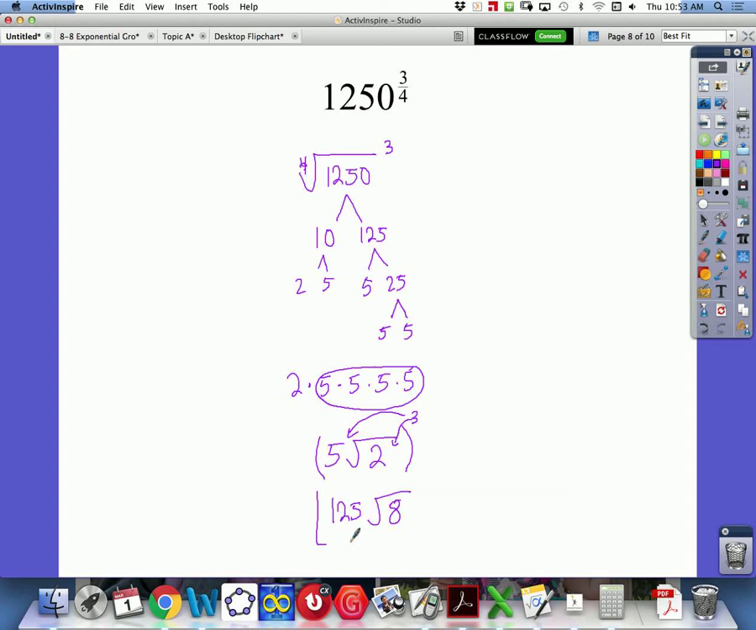So that means our final answer would be 125 fourth root, don't forget our little index there, 8. So the whole number is 125, and the number under the radical is 8. So these problems you can tackle easy if you can just make your factor tree.